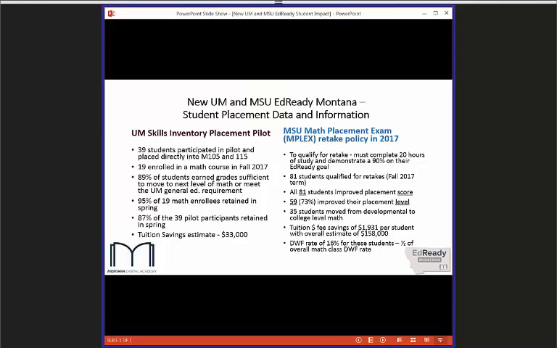The tuition and fee savings for the students that took part, all 81 of these students, was $1,900 per student on average, with an overall estimate of around $158,000 in tuition and fees saved. And their drop, withdraw, and fail rate, that's what DWF stands for in college lingo, was 16%. Well, that's half of the overall DWF rate for math classes at MSU. So normally 32% DWF rate, 16% with these students.